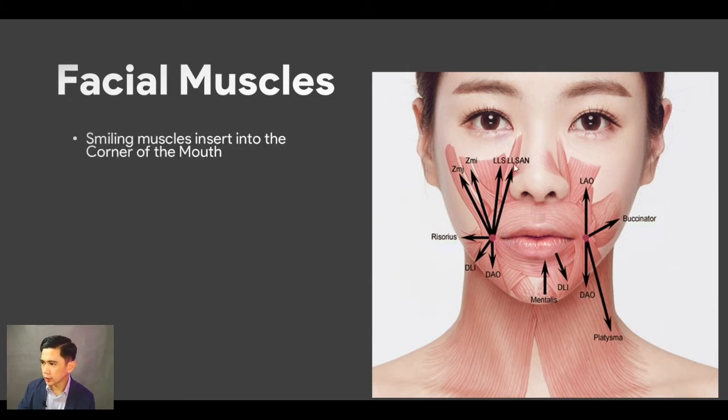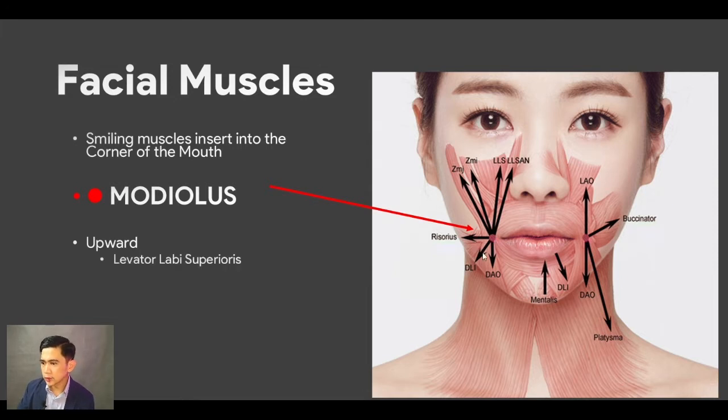This area where several muscles of the face insert is called the modiolus, and some muscles that insert into the modiolus include the levator labii superioris. Levator means it elevates, labii means lips, and superioris means upward. And also the levator anguli oris. So levator, it raises the angle of the mouth.